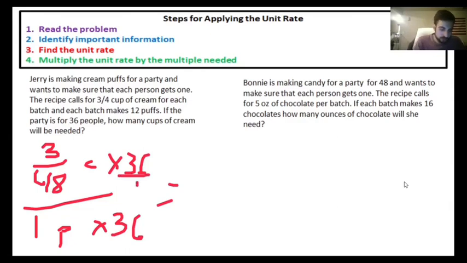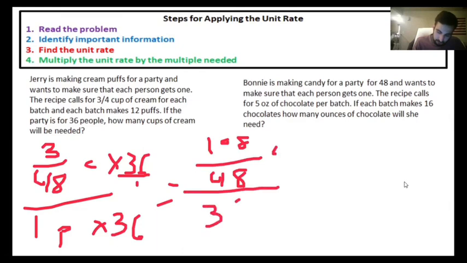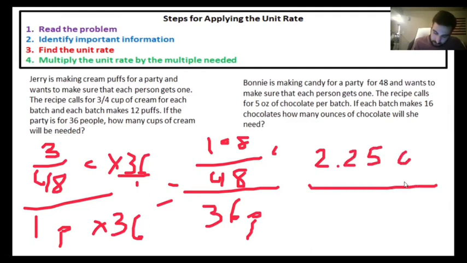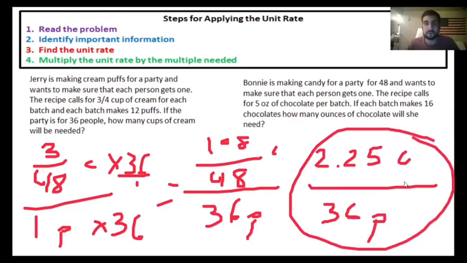3 times 36 is 108 over 48, all over the 36 puffs. So now I'm going to take this 108 over 48 and simplify this. And I'll get 2.25 cups for 36 puffs. You could also have 2 and 1/4. That would be the same amount as well. So go ahead and make sure you have this written down. Pause your video, and then we're going to work on the one on the right.